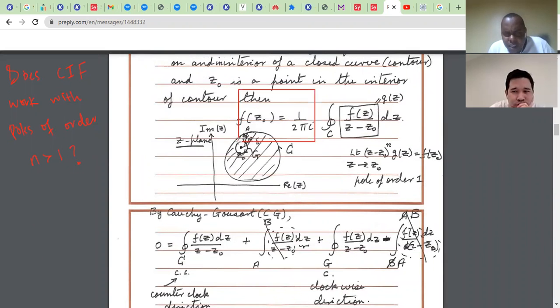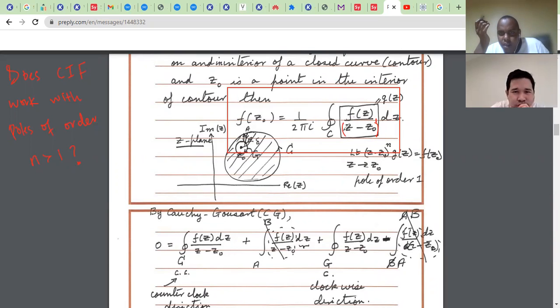You see, it seems like it's working with z minus z naught to the power 1, right? That is a simple pole. So the question is, how would we go about it? Can the Cauchy integral formula help us when the pole is of order greater than 1? What if it's z minus z naught squared? What would happen?